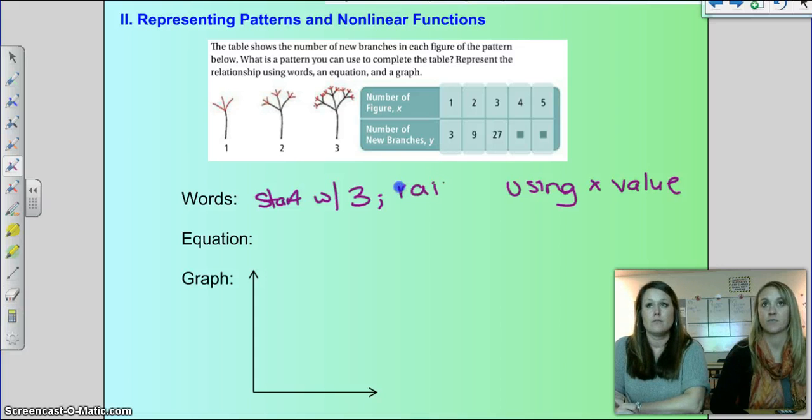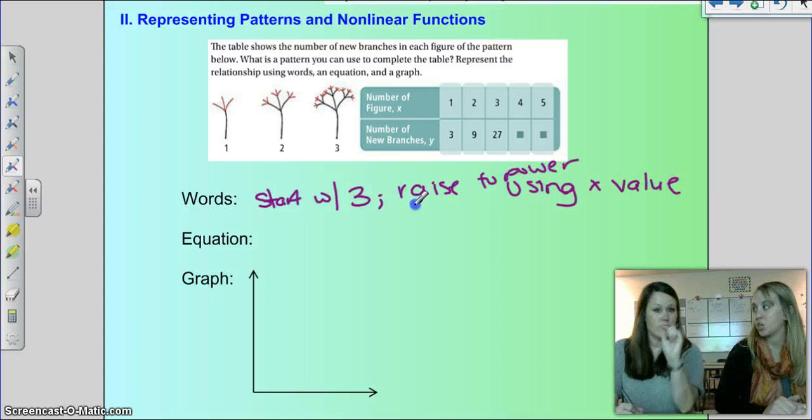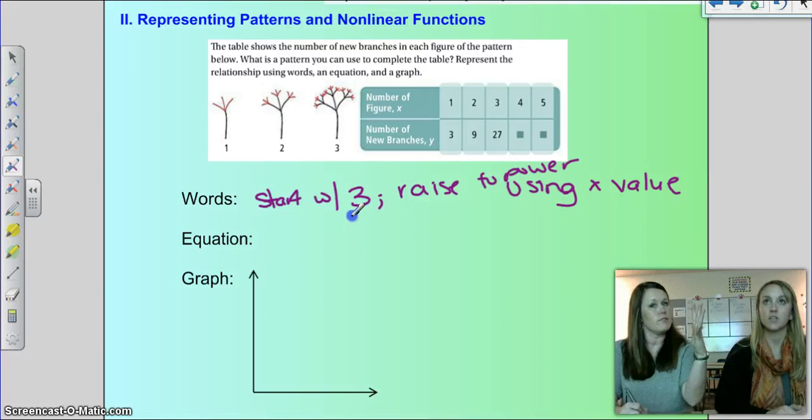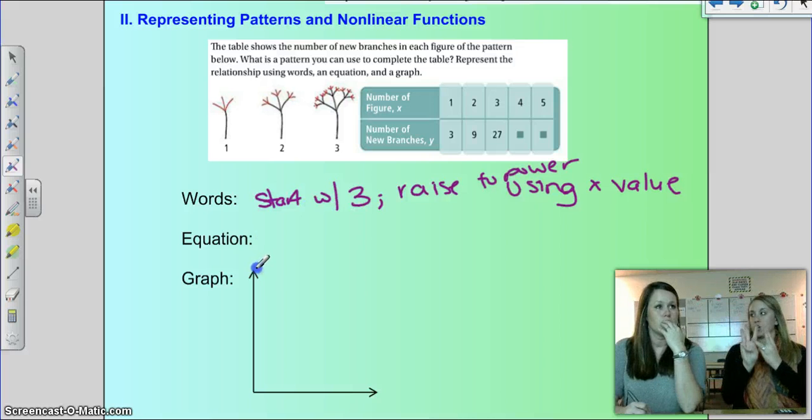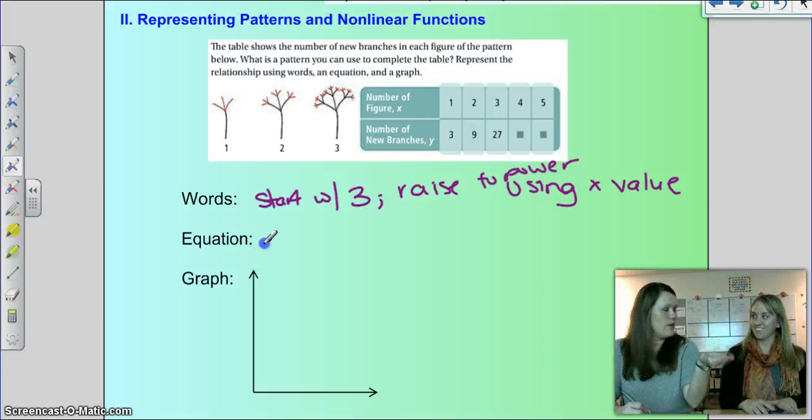And raise to power using the x value. There you go. So you're not going to have the cube, the same power every time. We're not cubing anything. Right. Okay. So we start with 3 and you raise to that next power every time. We were saying that branch gets cubed. Correct. But then the next time it gets 9.